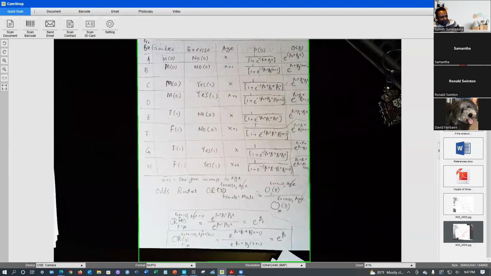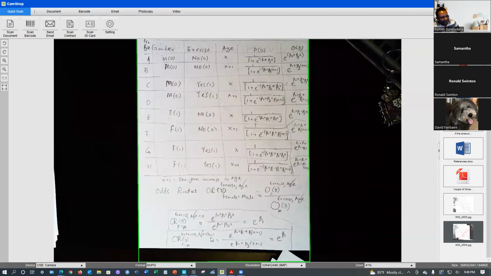Then you have this one. Now I'm going to put the values. Exercise 0, age x. Exercise 0, age x. This one is male, female, sorry. Female, exercise 0, but the age is x, which is this one: e to the power beta naught plus beta 1 plus beta 3x, divided by that same thing for the male. The same thing for the male is what? 0, 0, and x.